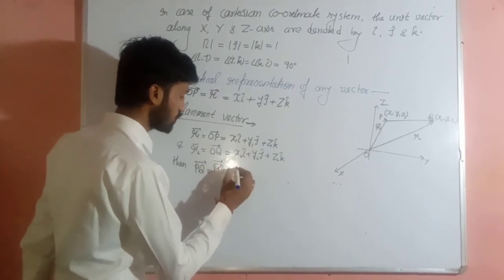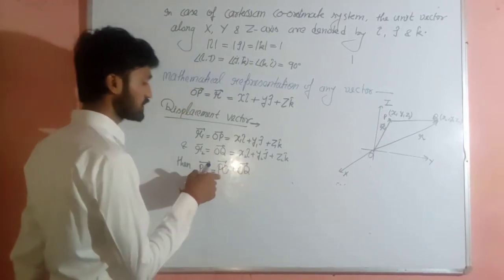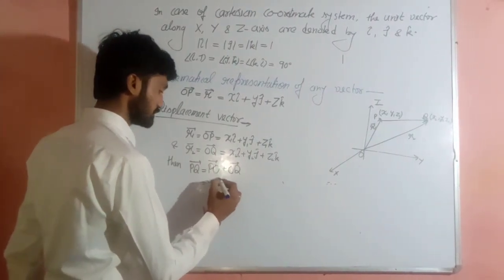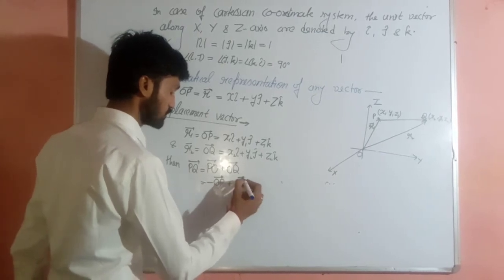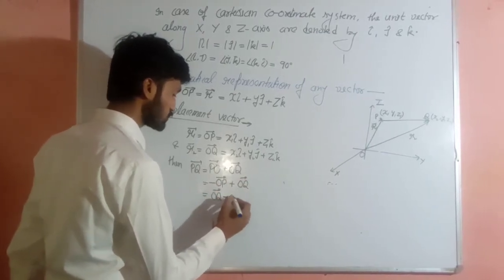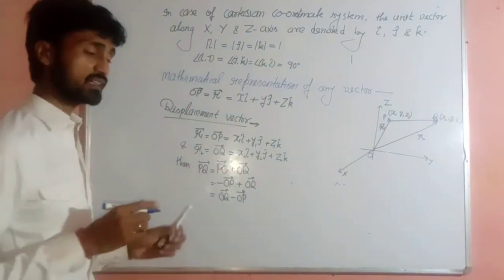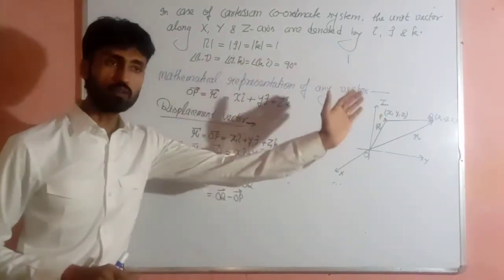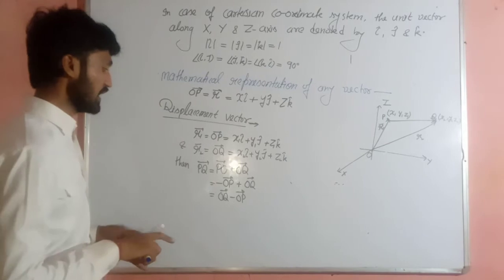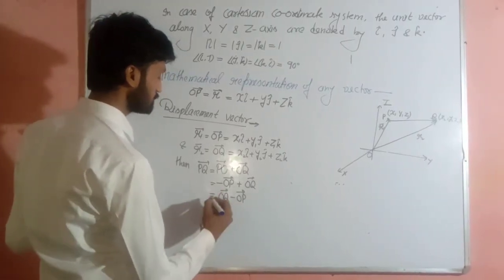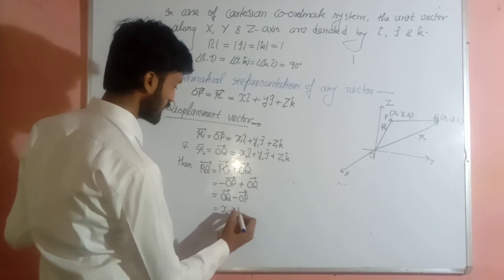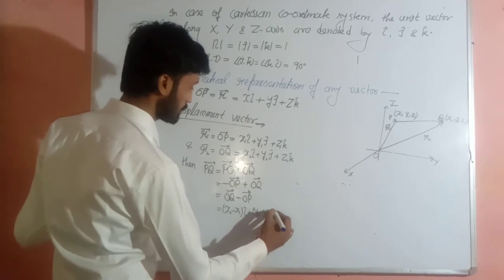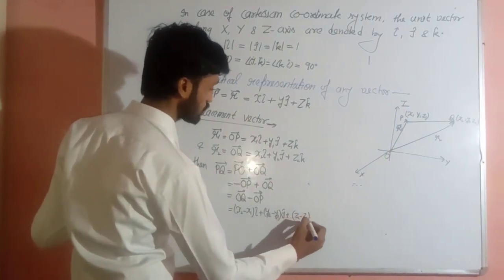PO vector plus OQ vector, and we have information about OP, so it can be converted into a negative vector, direction just opposite. That is OQ minus OP. You can use here directly the definition of displacement vector. You know very well the displacement vector is nothing but final position minus initial position. Okay, and OQ minus OP is (x2 minus x1) i cap plus (y2 minus y1) j cap plus (z2 minus z1) k cap.